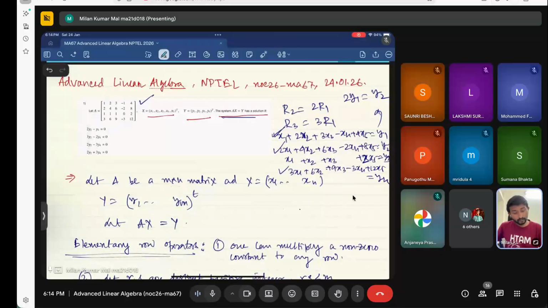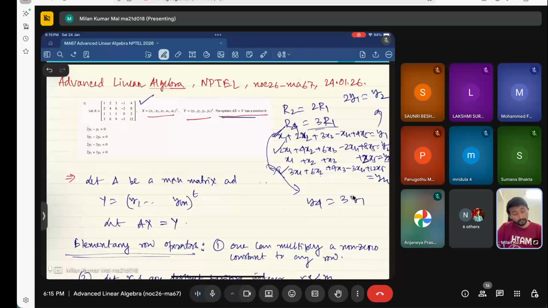So from these two portions, one can say that R3 has to be equal to 2. Therefore, from here one can say that Y4 has to be, not R3, this is R4. Yeah, Y4 has to be 3 times Y1.